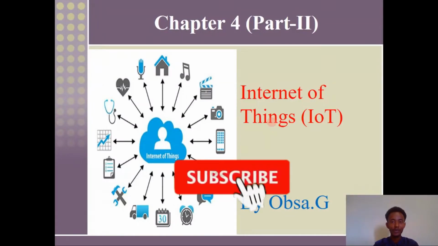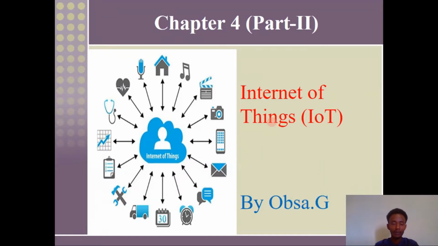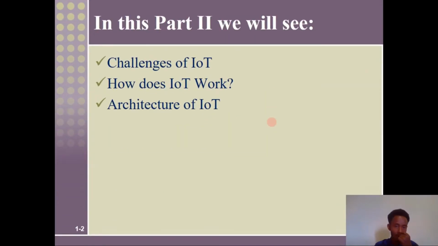Back to my tutorial. Today, we are going to see the second part of chapter 4 of Introduction to Emerging Technology, which discusses the Internet of Things. In this part, we will see the challenges of IoT, and also how IoT works. And finally, we will see the architecture of IoT.